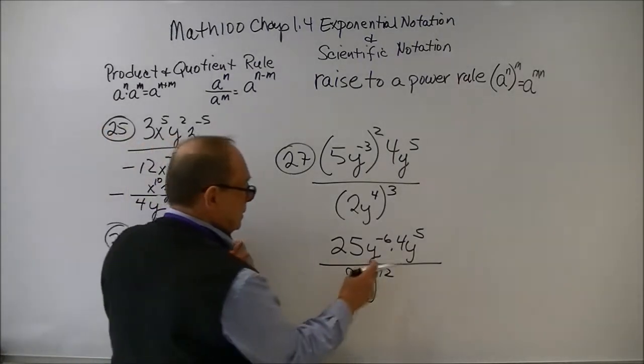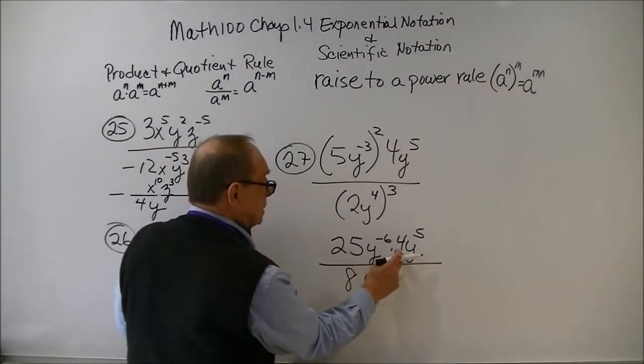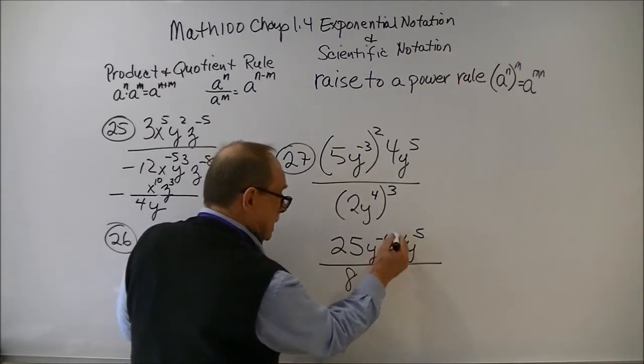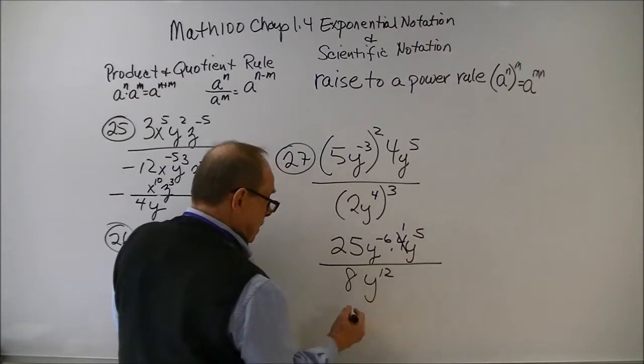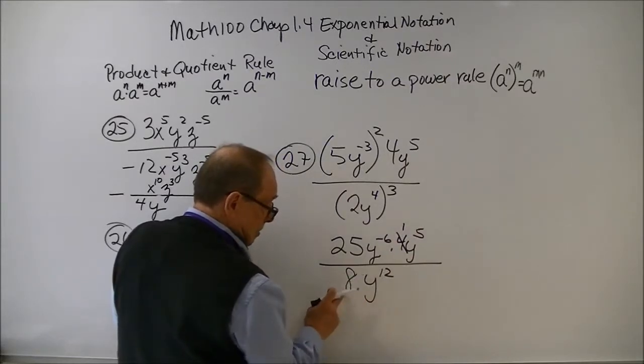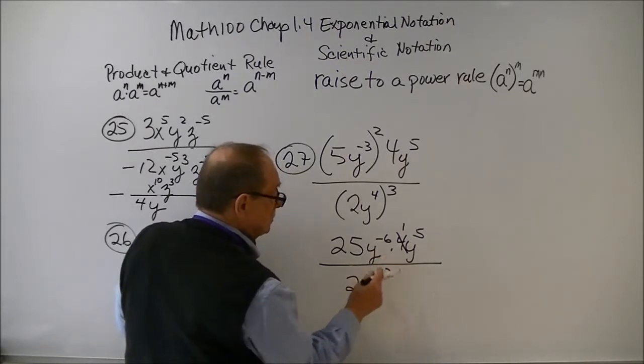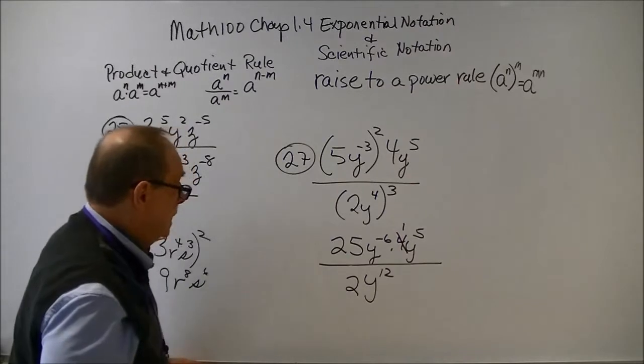Now, notice what I could do here. There's a 4 there, and there's an 8 there. I can actually do some cross-canceling. That's 1. And this is going to become a 4 goes into 8 twice. So I can change that to a 2. And that's just the 1.